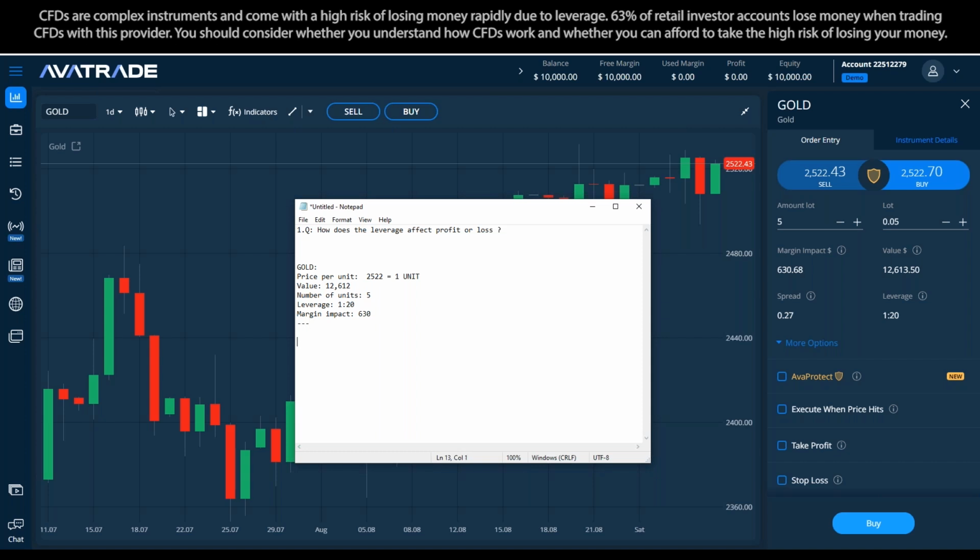I'm going to write down here a few equations just to understand. Price per unit times number of units equals value, right? And we have value divided by leverage equals margin impact. Few things to understand what each of those terms means. Leverage equals multiplies buying and selling, right? And we have margin impact, which is the necessary amount to open a position, as I said.